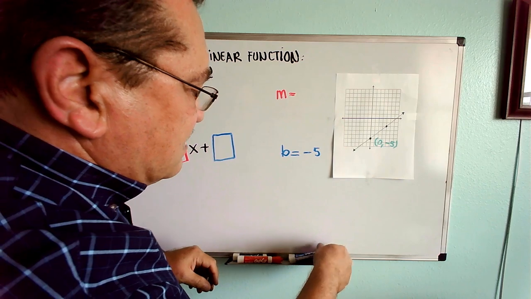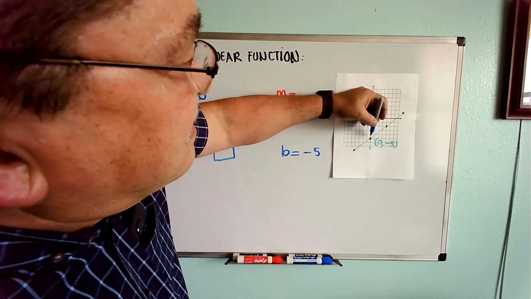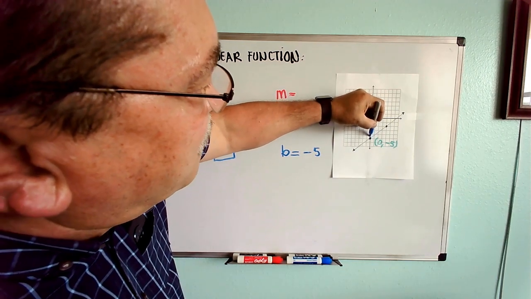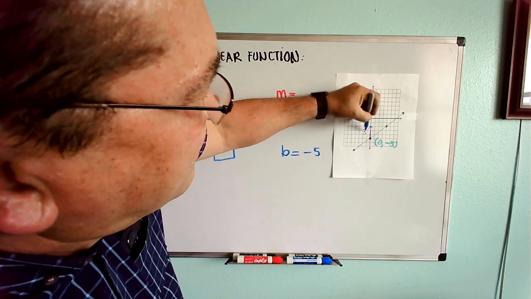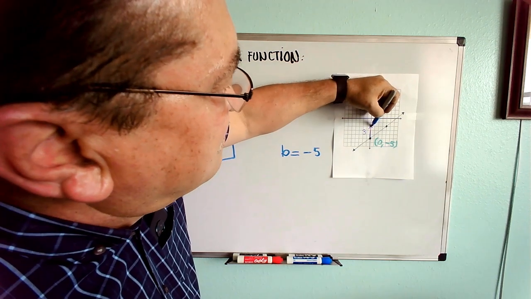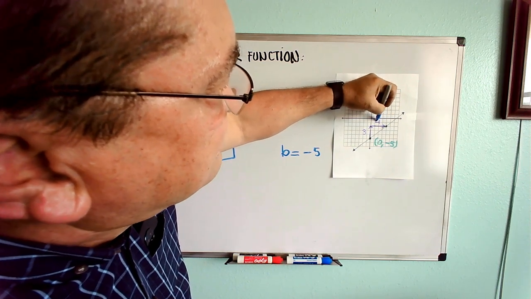And then the line increases from left to right. That means the line goes up from left to right. So what is the direction going from left to right? This line goes up 1, 2, and 3 units, and then across 1, 2, 3, and 4 units.